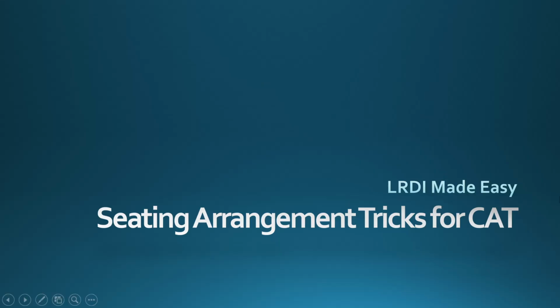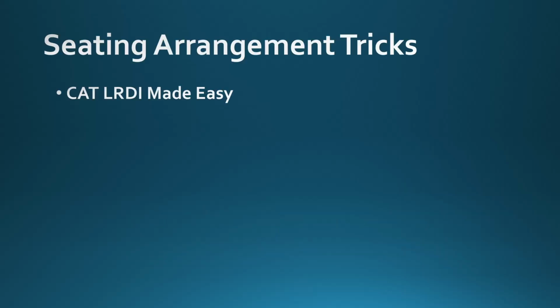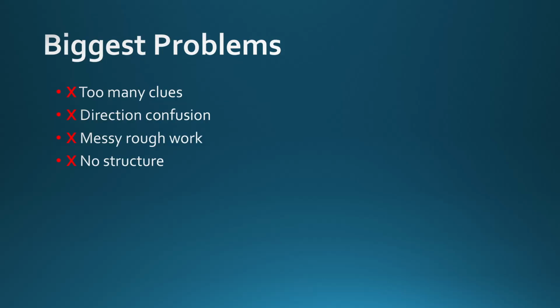Seating arrangement looks difficult only until you learn how to organize information correctly. Most students panic, make messy diagrams, and get confused by conditions. In this video, I'll show you linear arrangement, circular arrangement, rectangular arrangement, parallel rows, and mixed arrangement with easy CAT level examples. LRDI is not about intelligence, it is mostly about organization.